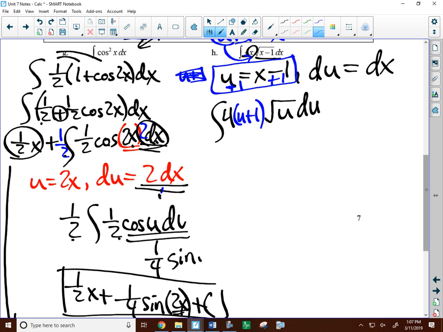Okay, so now it's all in terms of u. I just need to simplify this, and then I'll be able to do an antiderivative. So first, I'm going to distribute that 4. So it's 4u plus 4, in parentheses, times the square root of u, and we know to change that one to u to the half power.